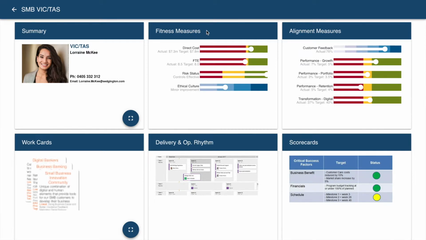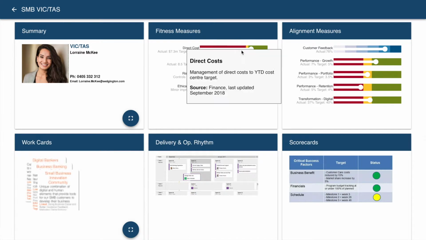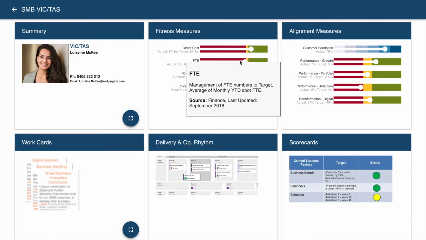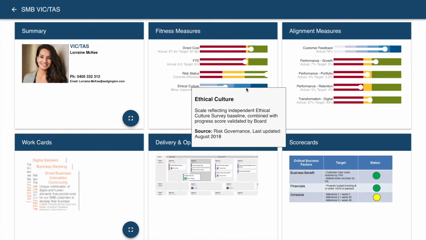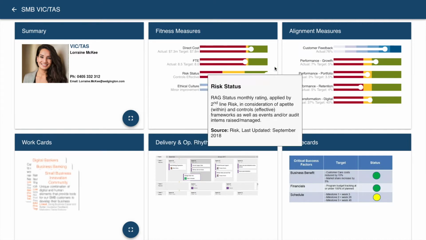From the who, let's now go to the what, starting with success measures. The fitness measures tile covers match fitness, as we described earlier when looking at heat maps. In the hover over, you can see the definition of each measure. Note we have a best practice measure of ethical culture available in the GEL. Contact us to find out more on that.